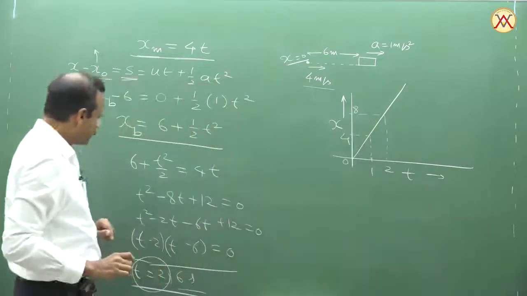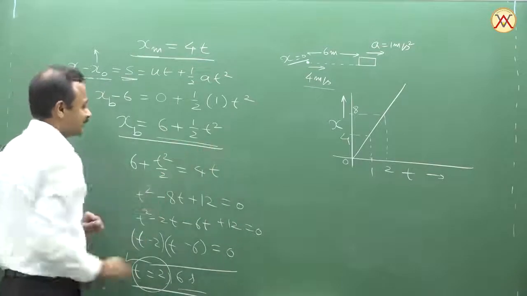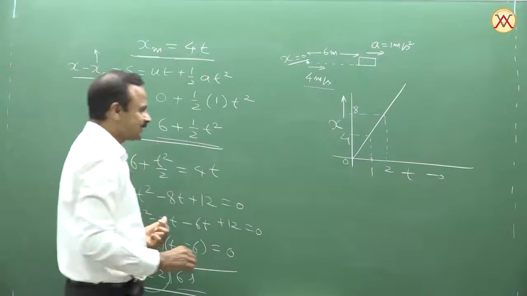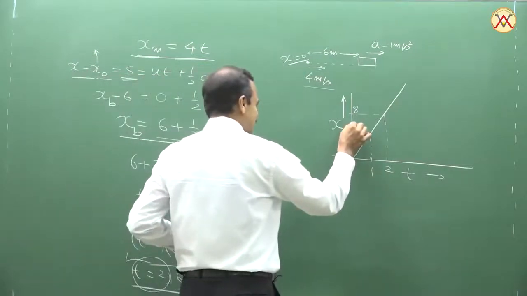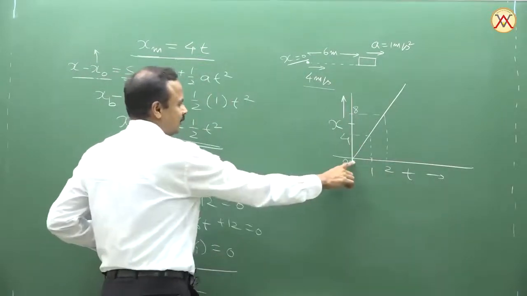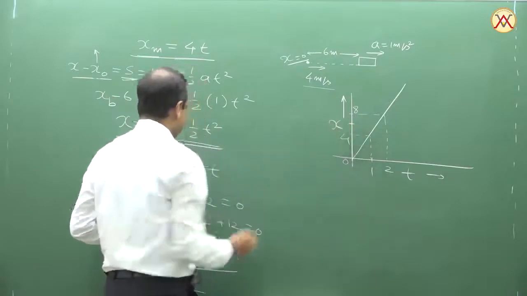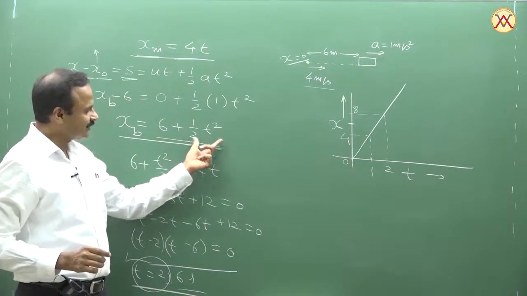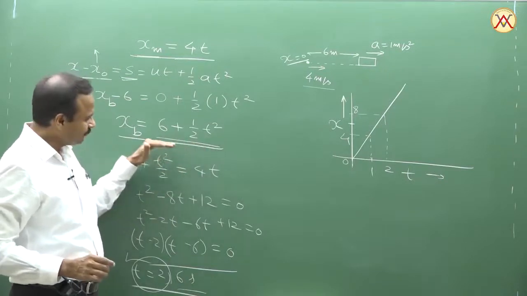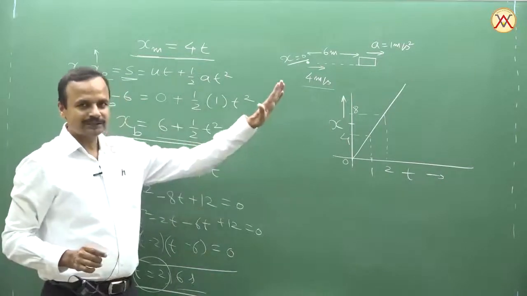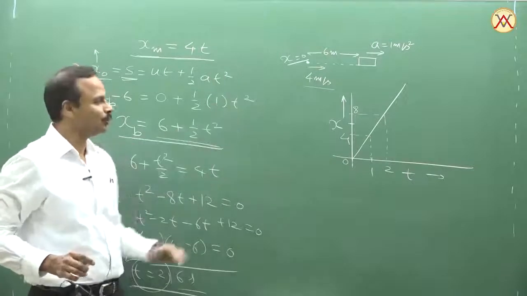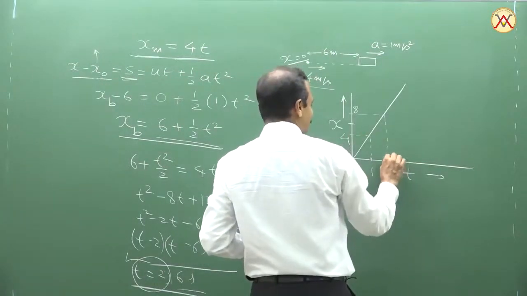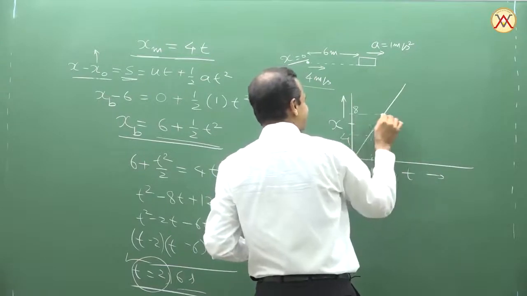Now the x coordinate of the bus, at t equal to 0, is 6. So the graph will start from here. At t equal to 0 the bus is already here, and then half t square, positive acceleration, so it will be a parabola swinging upwards. The slope should be increasing. So the graph will be like this. Now we know that at t equal to 2 seconds he catches the bus.